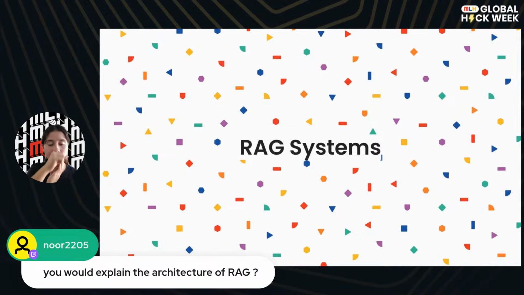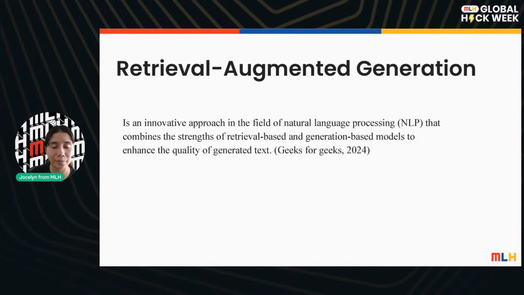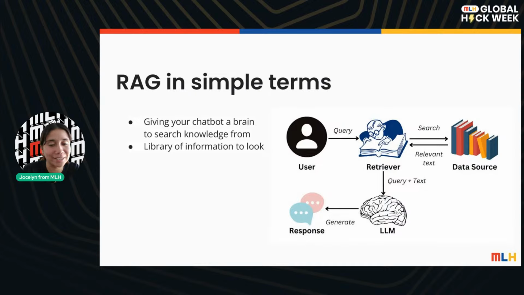Will you explain the architecture of RAG? Yes, I will. I will continue along, and then I will be answering your questions in some free time. So to get into RAG systems, RAG is Retrieval-Augmented Generation. Here is the definition from Geeks for Geeks, which is a page that I really like. It is an innovative approach in the field of natural language processing, NLP, that combines the strengths of retrieval-based, blah, blah, blah. Honestly, I don't understand that text. It's just really weird. So let's just dive into RAG in simple terms, right?